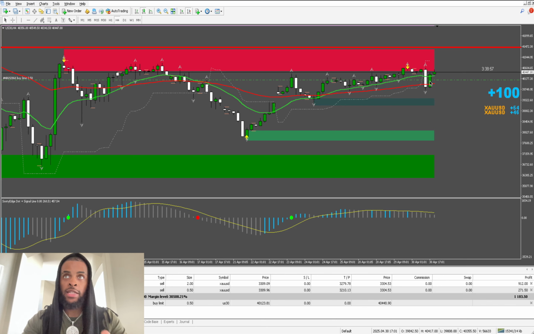And what that's necessarily doing is faking a lot of traders out and setting everybody up for the sale so that they can eventually come down, stop everybody out, and then continue with the game plan with pushing the price up.